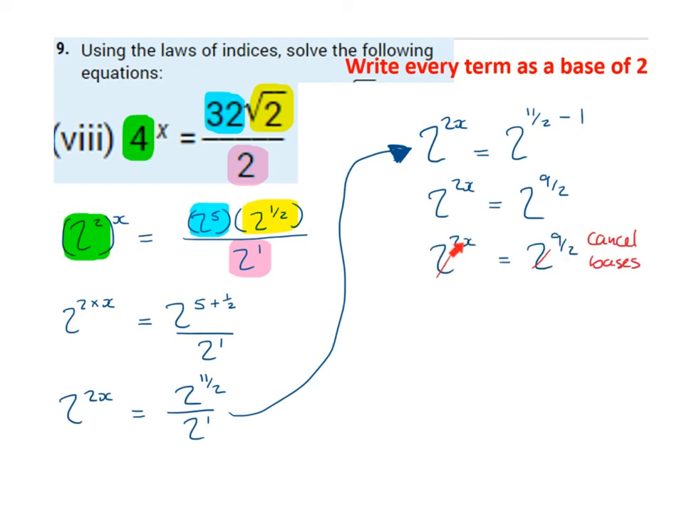So we're left with 2x is equal to 9 over 2. And to get the x on its own, we're going to divide both sides by the number stuck in front of the x, which is 2. So divide both sides by 2. And 9 over 2 divided by 2 gives us 9 over 4. So x is equal to 9 over 4.